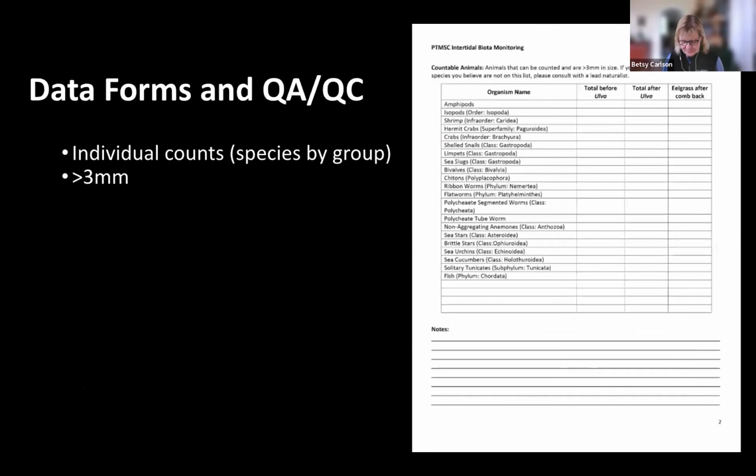All right, and so this is what the back side of our data forms look like, and this is showing the individual counts. Again, all individuals larger than 3 millimeters are recorded. One additional thing that you might see on the back would be a section for core samples where, for each quadrat, we'll take a core sample with a big PVC tube and look for things that are hidden in the sediment. We would only be doing that at Fidalgo Bay where the substrate is really soft.